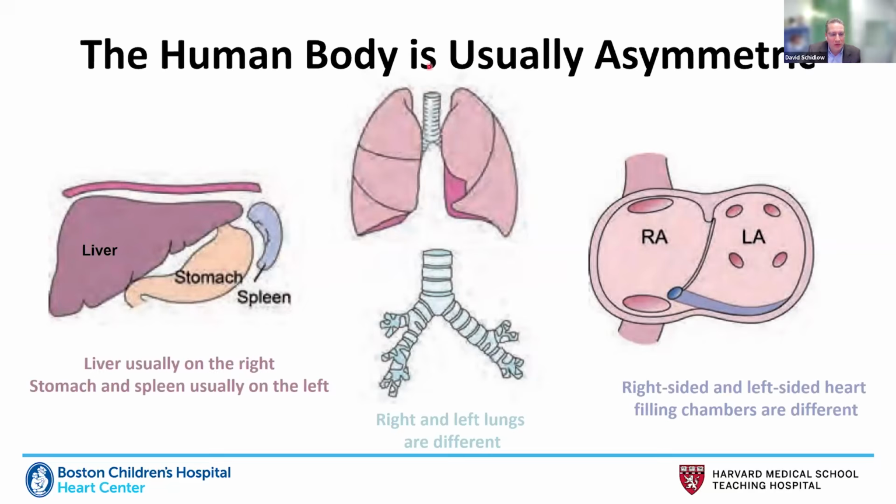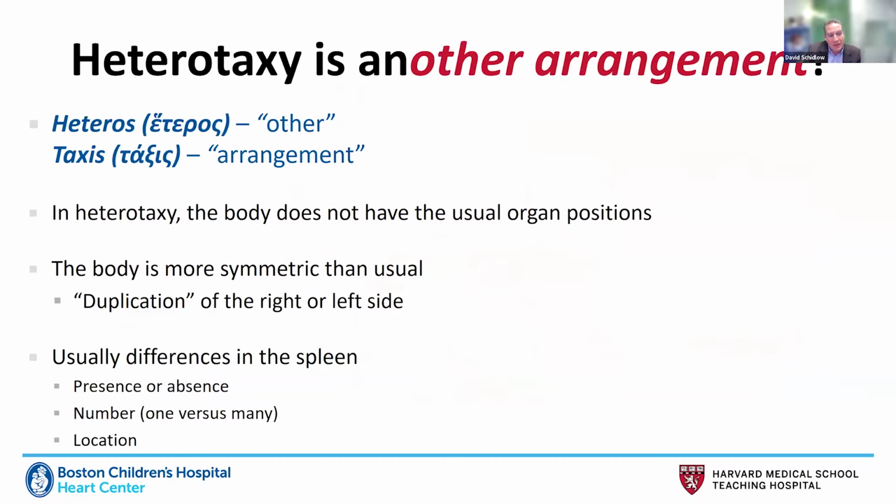Now, some organs do cross the midline, but when they do, they usually have distinct right and left sides. Here we see that's the case with the lungs, and here we see the cardiac filling chambers have a distinct right and a left side. In heterotaxy, and this comes directly from the Greek, it means another arrangement. So in heterotaxy, the body does not have the usual positions of organs within the chest and the abdomen, and the body takes on more symmetry than it usually has.